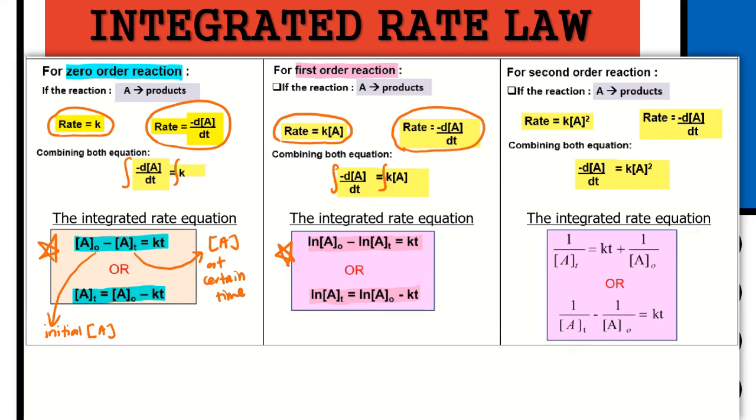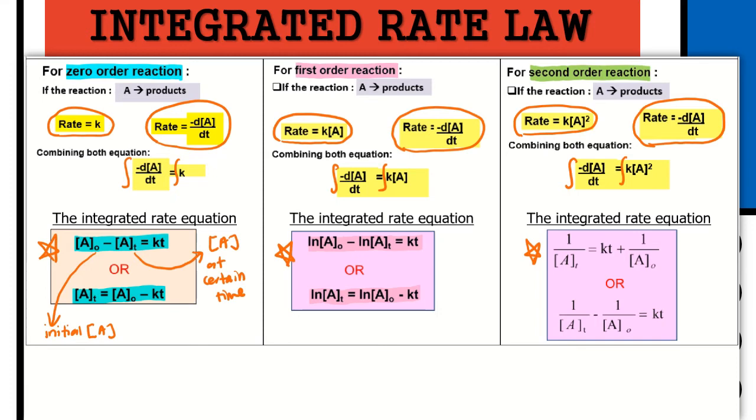And lastly, for second order reaction, we are combining the rate law for second order, rate equals k concentration of A to the power of 2, with the rate of disappearance for A, and for the combination equation, we will do some integration here, and we will get the integrated rate equation as 1 over At equals kt plus 1 over A naught.